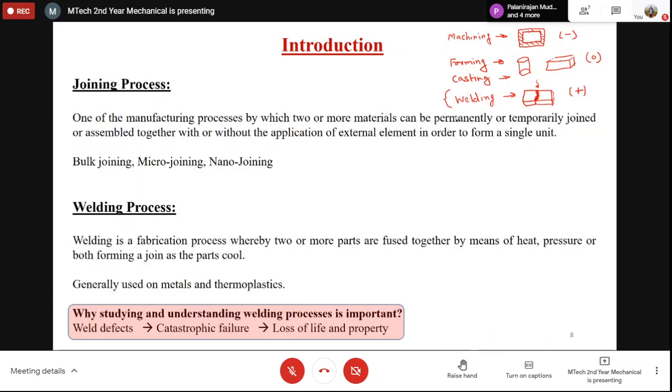So among the various manufacturing processes, it is one in which two or more materials can be permanently or temporarily joined. The joint can be either of a permanent nature or of a temporary nature, or the materials assembled together with or without application of an external element. The external element may be external pressure, external application of heat, the addition of filler material or no filler material, or the addition of adhesive bonds, adhesive resins, to form a single unit.